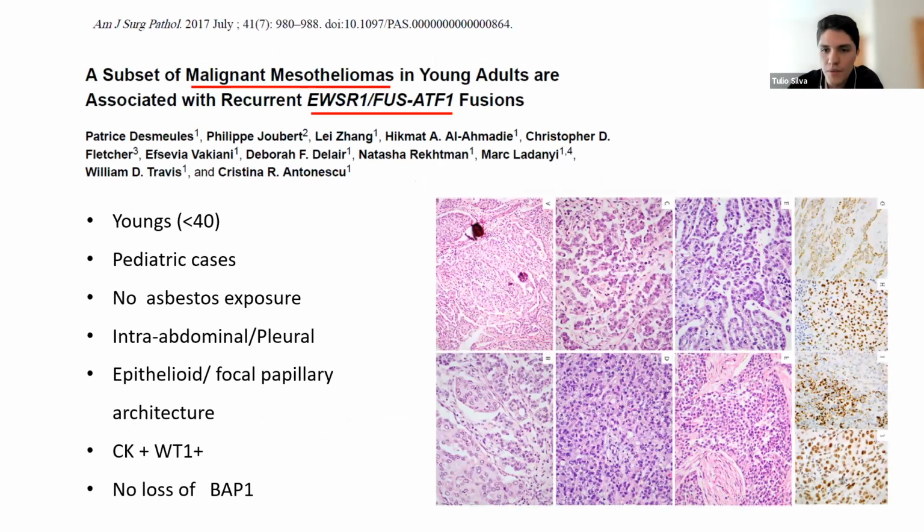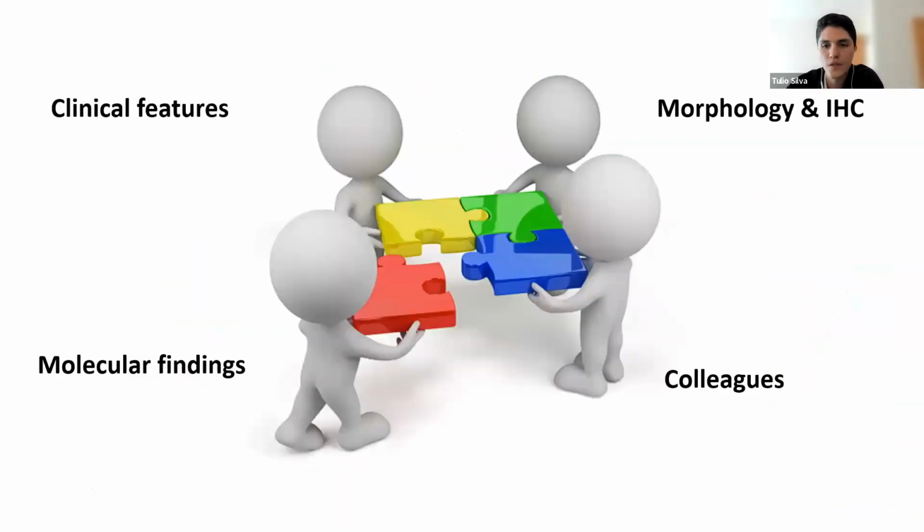Recently, a subset of malignant epithelioid mesotheliomas has been described as tumors present in young patients, also in pediatric populations, with no asbestos exposure, located intra-abdominally or in pleural cavities, composed of epithelial cells with focal papillary architecture, with cytokeratin and WT1 positivity, and no loss of BAP1. Okay, features that can fit with our tumor, right? So we still have some features that are not fitting entirely perfectly, but we think it's still a good option for this tumor.